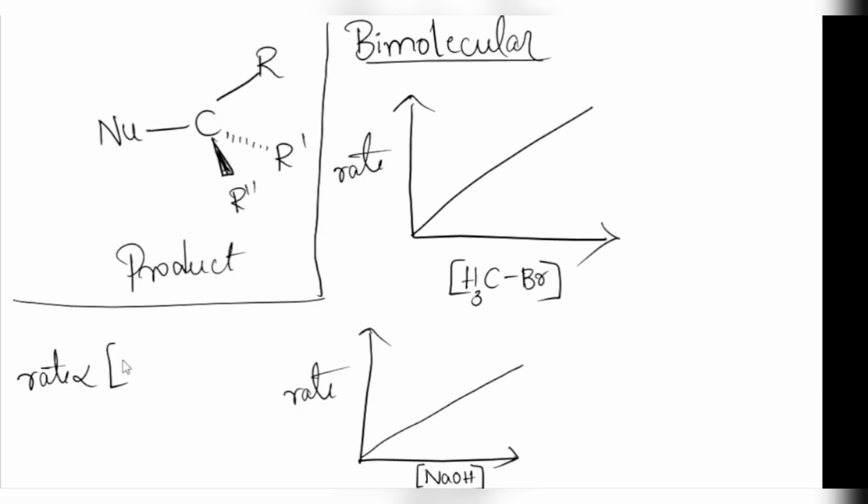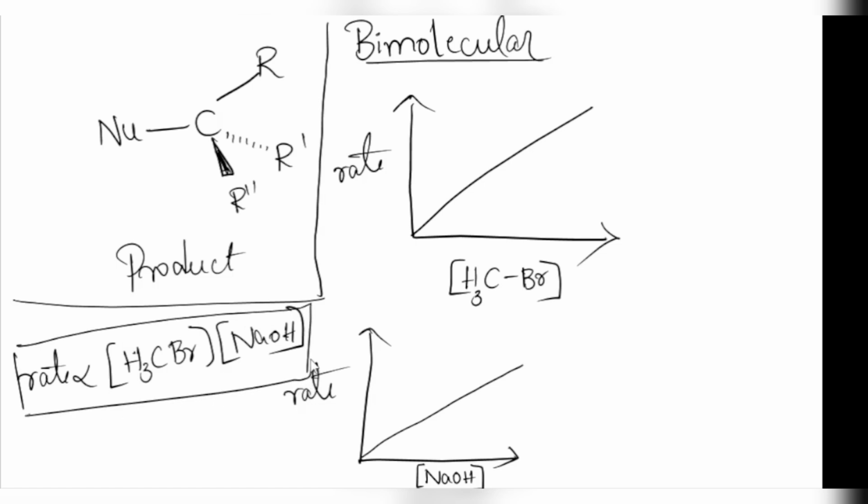Because of both, we can write the rate equation: rate is directly proportional to the concentration of methyl bromide, CH3Br, and the concentration of NaOH, correct. This is the rate equation we will get. It depends on both the carbon moiety as well as the nucleophile. That's why this reaction is of order 2. Because of this, we call the SN2 reaction a bimolecular reaction.